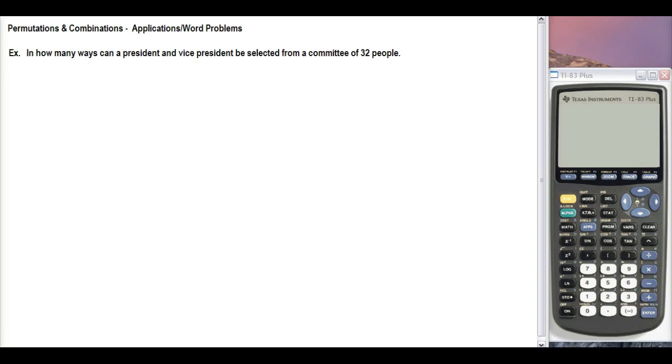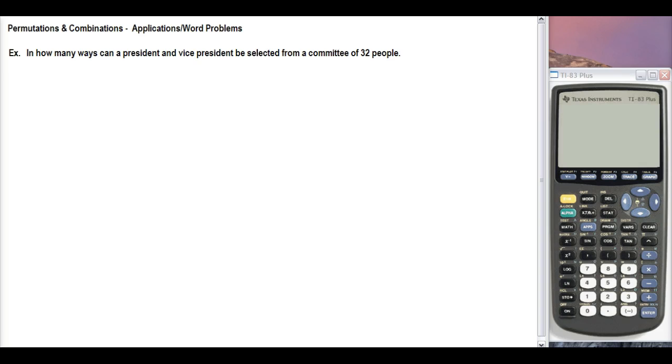It says, in how many ways can a president and vice president be selected from a committee of 32 people? In reading this question for the first time, you may be enticed to say that this is a committee type problem, and so therefore say that you're going to do the combination of something. But please be aware that this is actually an election problem.